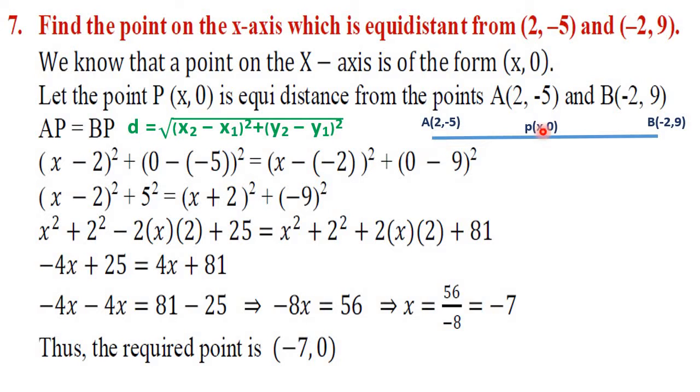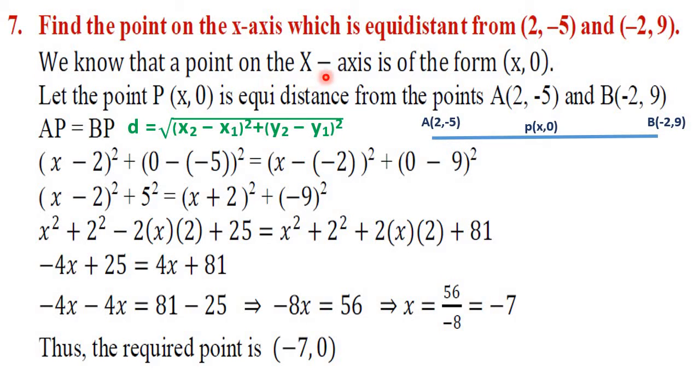So AB is the line segment. Here the coordinates of the point P are (x, 0). This point is equidistant from the point A and the point B. So the length of AP must be equal to the length of BP.